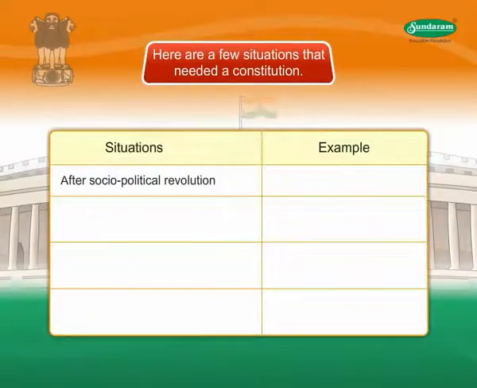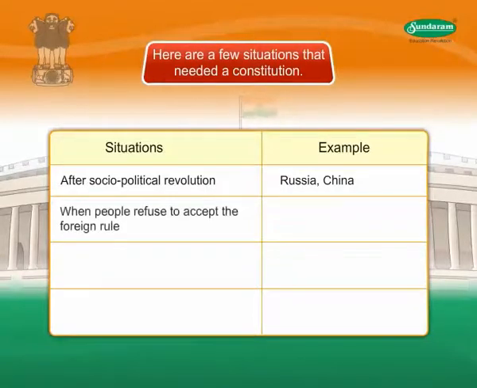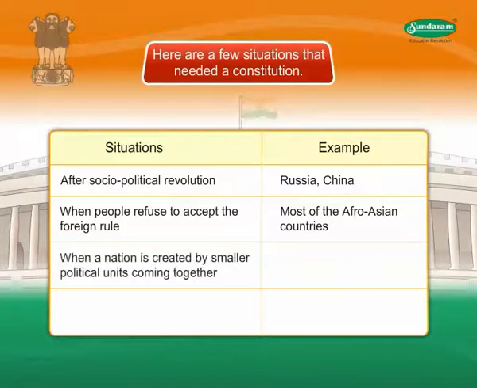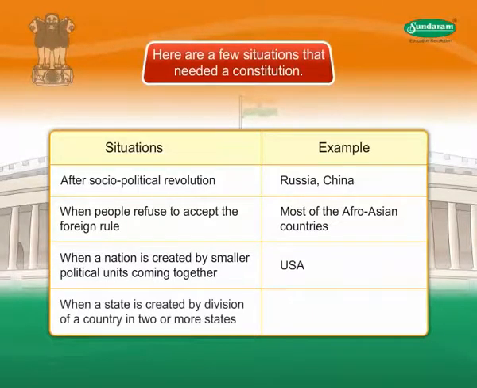After socio-political revolution. Examples: Russia and China. When people refuse to accept the foreign rule. Examples: most of the Afro-Asian countries. When a nation is created by smaller political units coming together. For example, USA. When a state is created by division of a country in 2 or more states. Bangladesh, USSR.